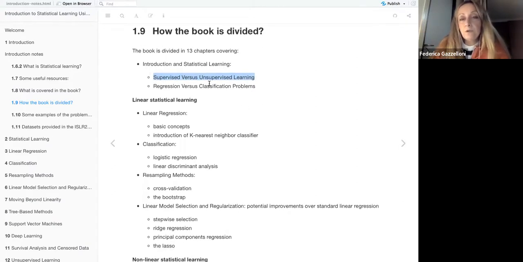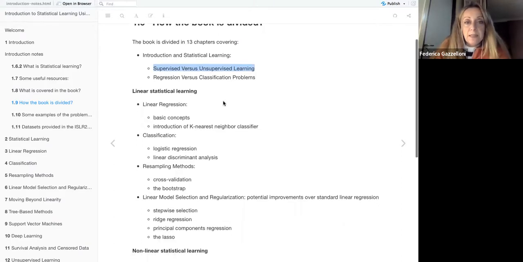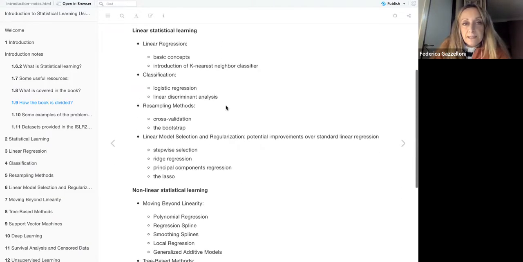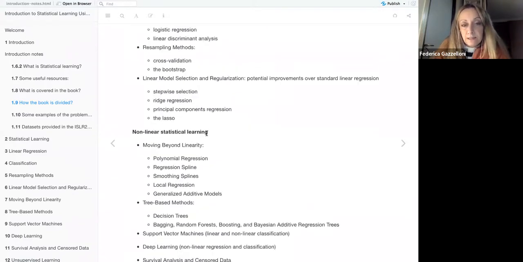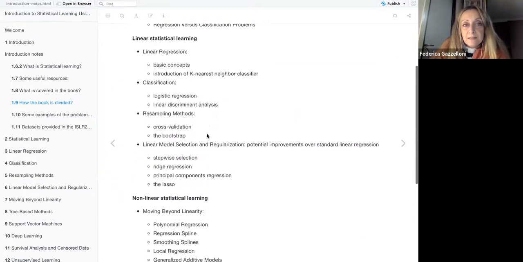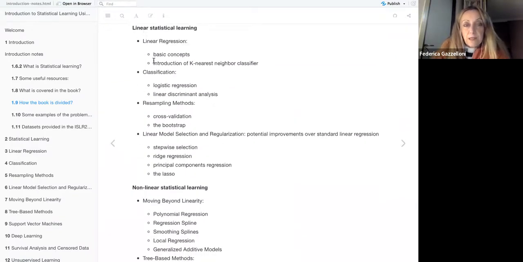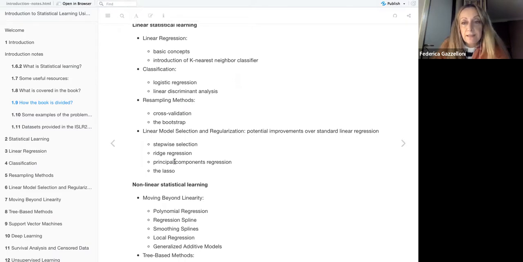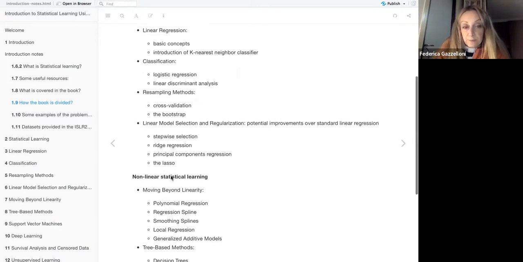The first two are more introductory chapters. Then the rest of the book is divided into two main sections, linear statistical learning and non-linear statistical learning. The first part, which is linear, includes linear regression, classification, resampling methods, linear model selection, and regularization. So all the things like stepwise selection, principal components regression, and the lasso.